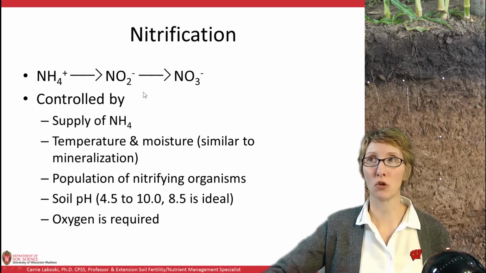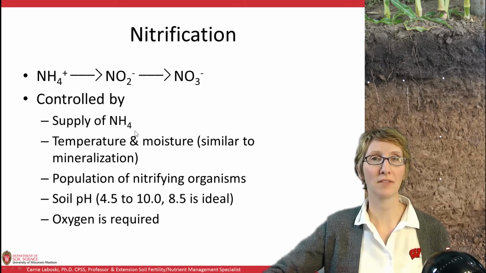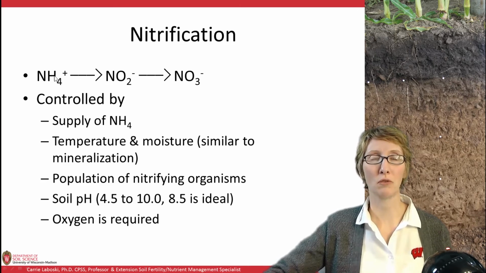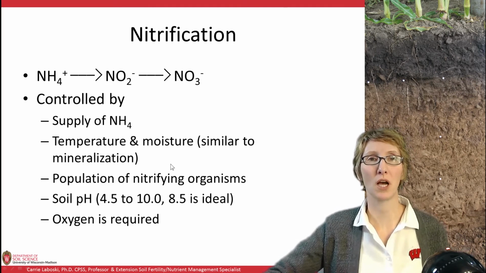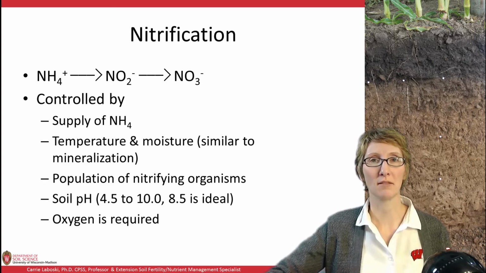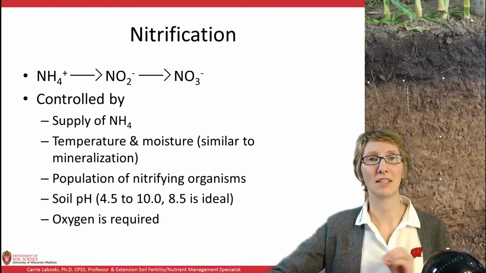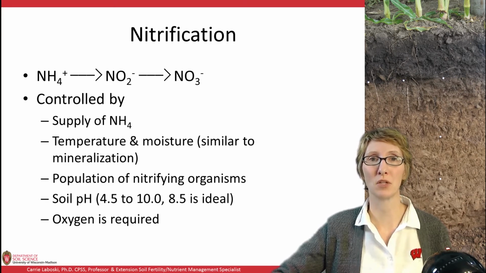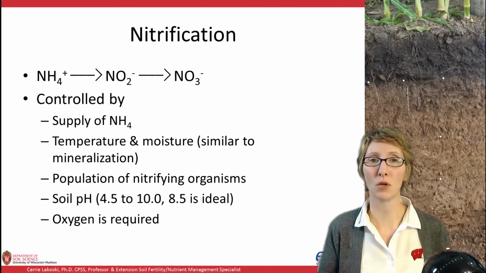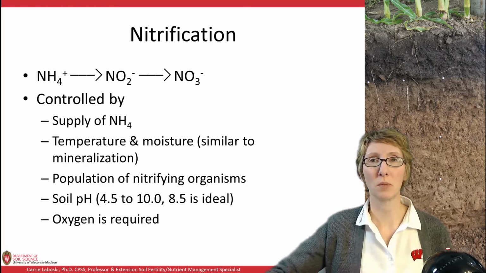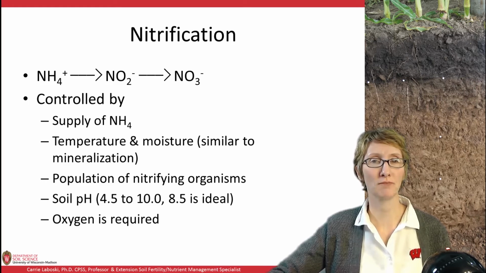Now, this reaction is controlled by a number of things. First of all, you have to have ammonium in the soil. So if you don't really have very much ammonium in the soil, you're not going to get much production of nitrate. Again, temperature is very important for the nitrification process, and the temperature range is similar to that of the mineralization process. Soil pH is very important. If you have pHs less than, say, 4.5, maybe even less than 5, you're not going to have as much nitrification.